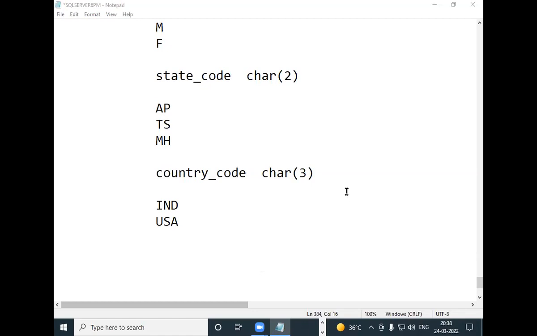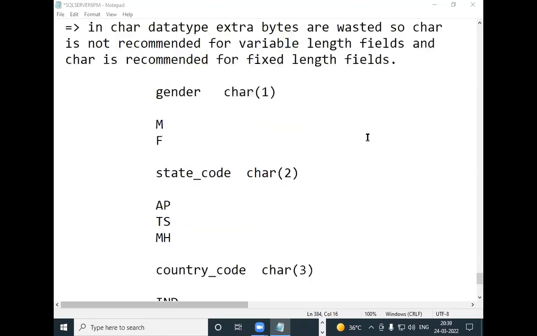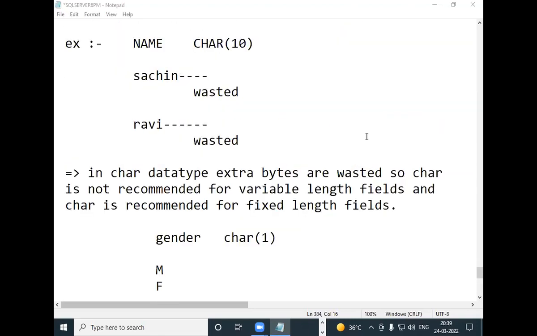So that's all about char. Don't use char for variable length. Use char for fixed length. If you use char for variable length, then there is memory wastage.